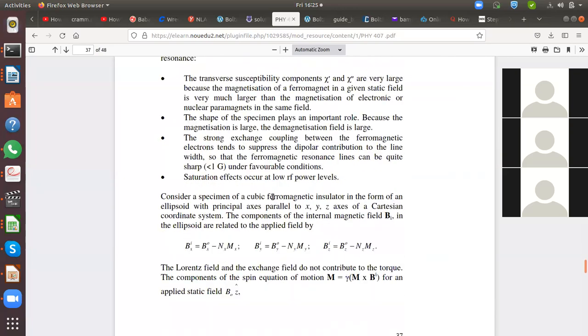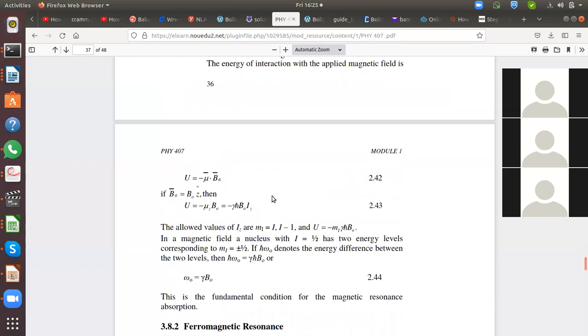Excuse me, sir. You mentioned density functional theory. It's just to study what?